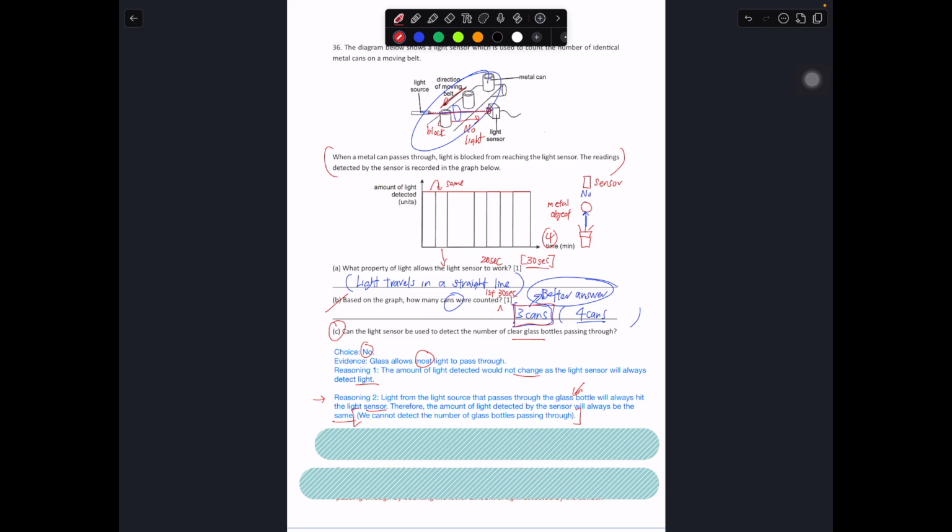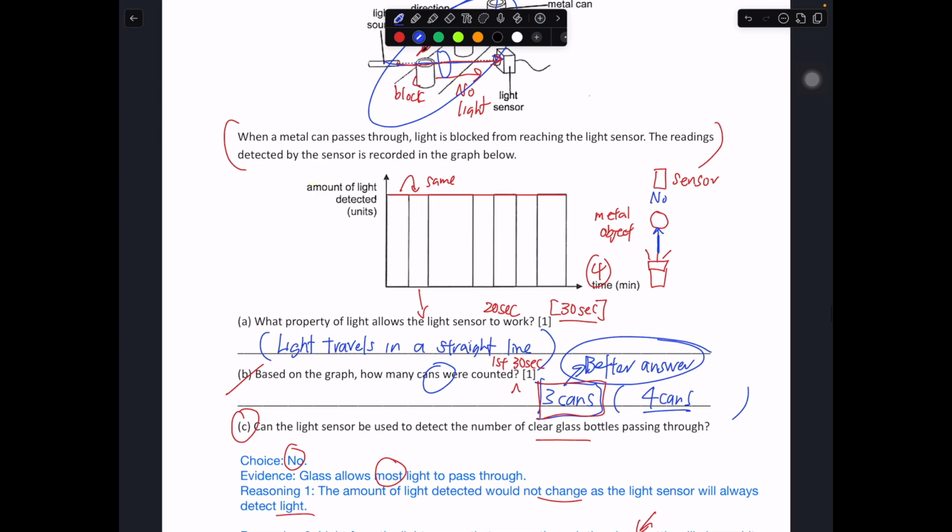Okay, but during class, some of you mentioned that we can actually do so. Because although the glass bottle allows most light to pass through, it still blocks some light. So the amount of light detected, technically, as some of you say, is something like this. It's going to block some light, allow some light to pass through. Then maybe it will be something like this.